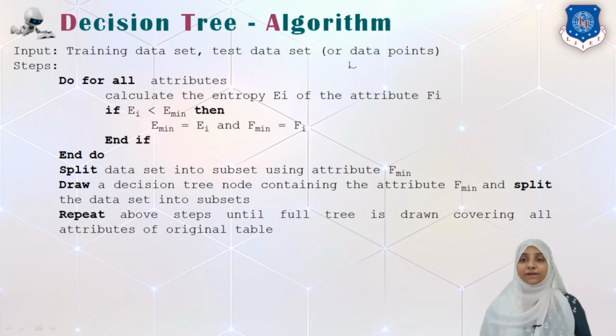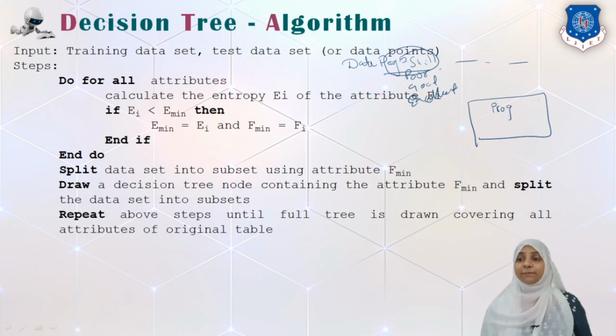Say for example our data consists of an attribute, say programming skill, and that programming skill value is poor, good and excellent. And let us assume that out of all the different features, this feature has minimum entropy. So in the decision tree, we will make a node that we call programming skill. And that programming skill node will have three different branches because we have three different outcomes or values under the attribute. One is poor, second is good, and third is excellent. So this is what the statement says: draw a decision tree node containing the attribute F_min, because out of the different attributes this was the minimum, and we split the data set into subsets.